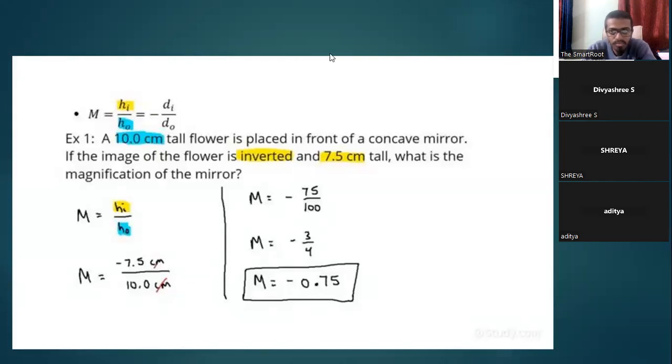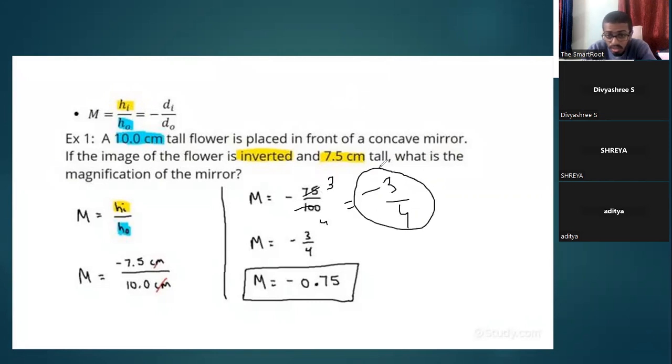Now I have to simplify it. How do I simplify it? Like this. Both of them go by 25. So I'll just cancel it out using the 25 table. 25 3 times is 75, 25 4 times is 100. So it is nothing but minus 3 by 4.